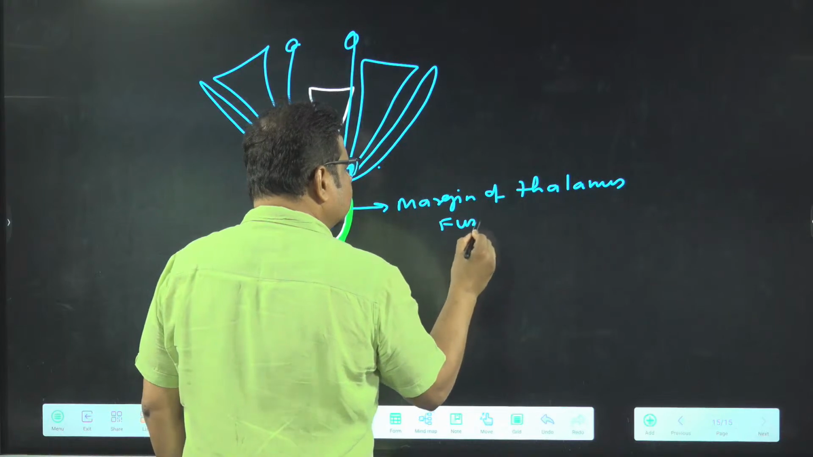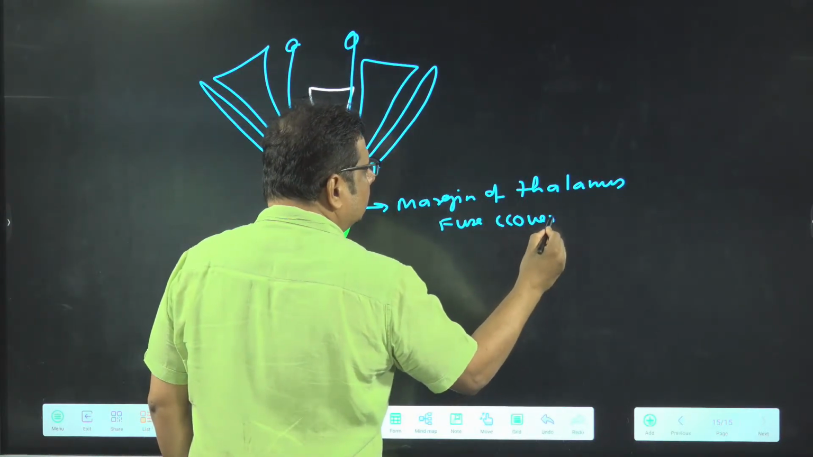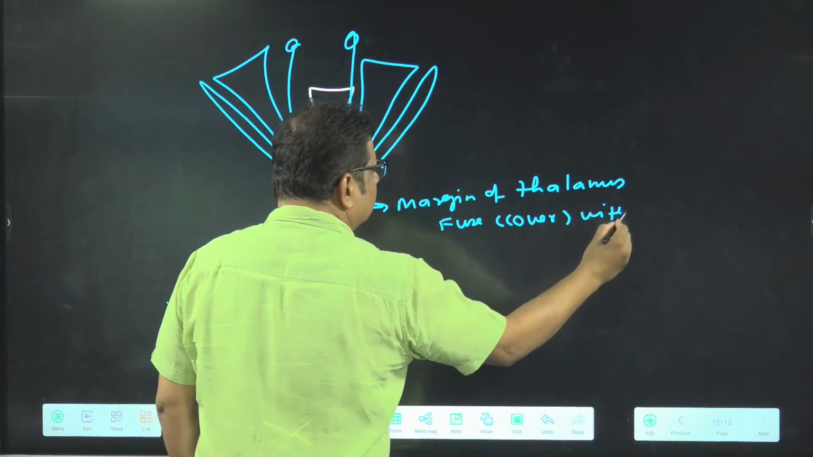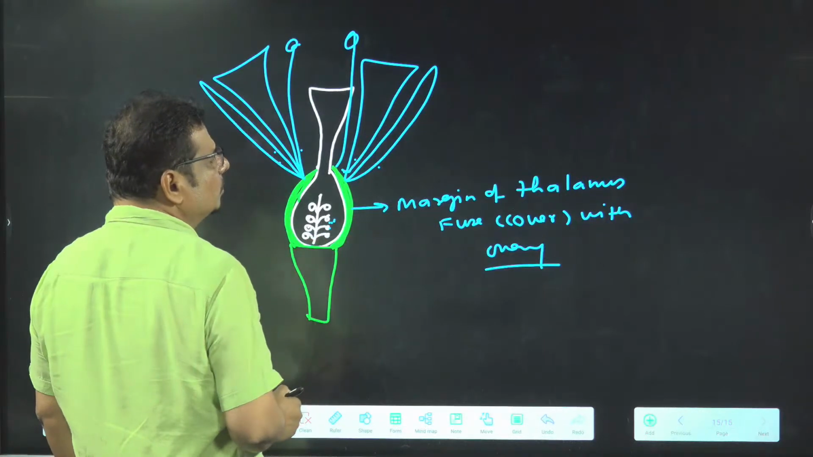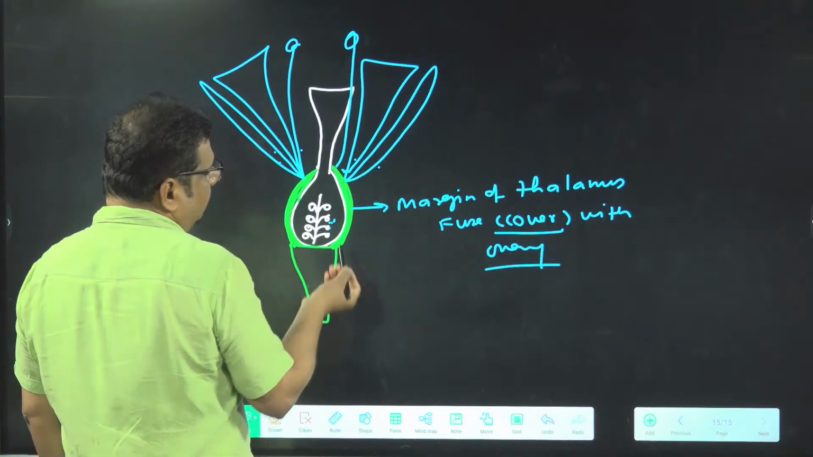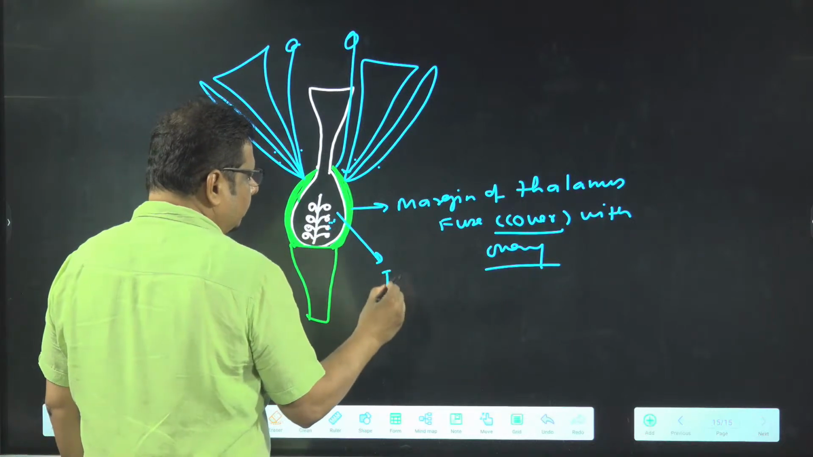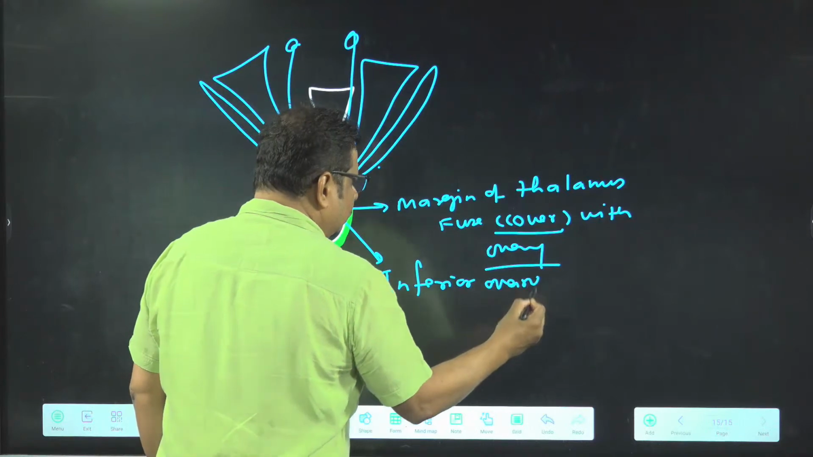fuse, or you can say cover better, with the ovary. Getting the thing? It looks like it is somehow fused with the ovary, but cover is a better term. Getting the things? And here it is inferior ovary. Inferior ovary. So you got the idea.